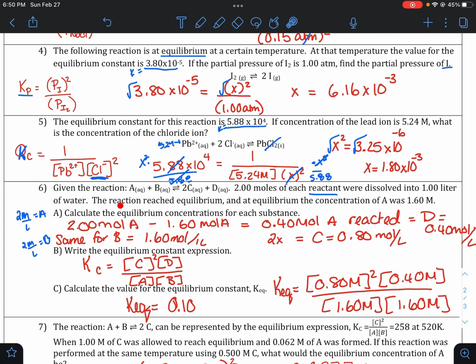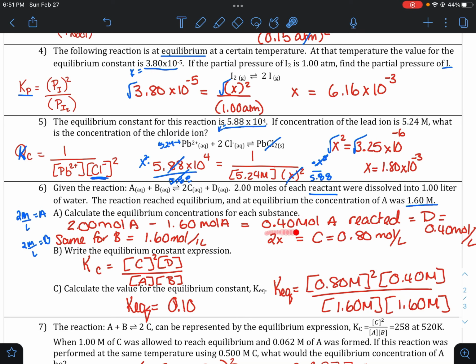All right. Then it says the reaction reached equilibrium. Great. At equilibrium, the concentration of A was 1.64. So calculate the concentration for each of the substances. If we went from 2 moles of A and then we ended at 1.6 moles of A, that means we reacted 0.4 moles.